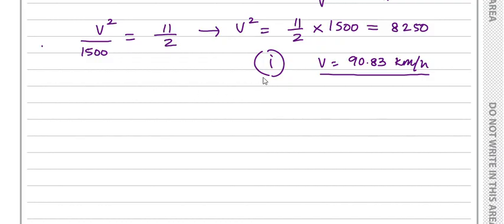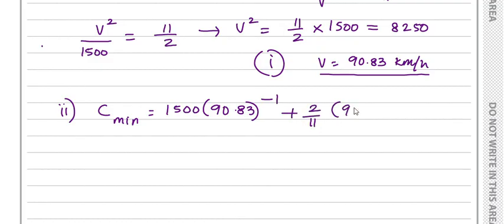Next is to find the minimum value of C when we apply v equal to 90.83 in that model. So let's write that out. C minimum is equal to 1500 bracket 90.83 to the power of minus 1, plus 2 over 11 times 90.83, plus 60. Putting that into the calculator, I get pounds 93.03. That's the minimum cost for running this. Next part of the question.